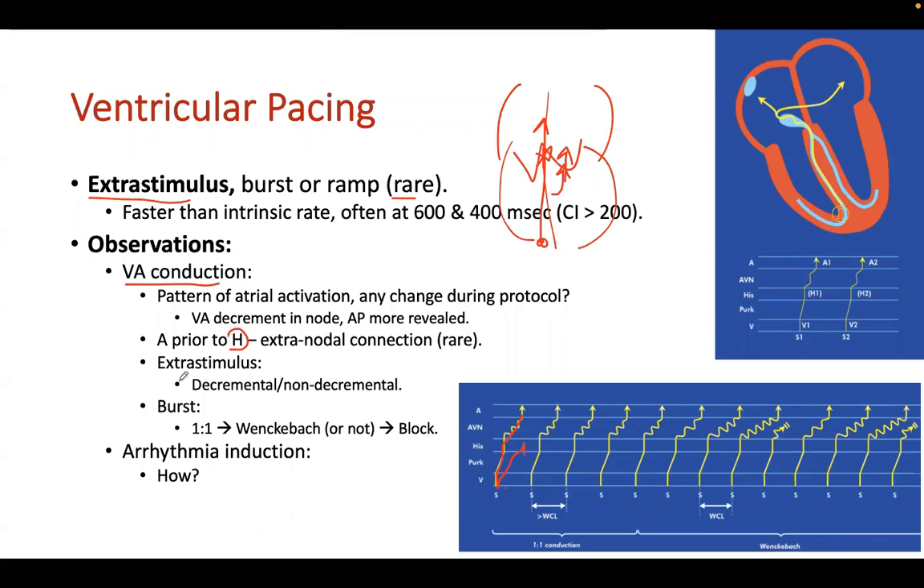Anyways, typically you see decremental conduction if there is no accessory pathway, until it blocks. If you burst pace, which sometimes we do, you usually see 1-to-1 VA conduction. And then you might see one kickback. If there's no accessory pathway, then it blocks. Of course, if there's an accessory pathway, you might not see one kickback, because the accessory pathway doesn't gradually prolong. I will show examples in a little bit.